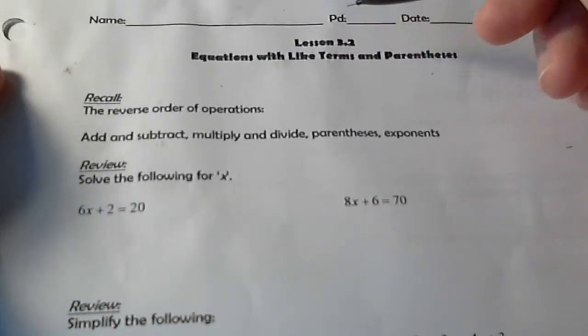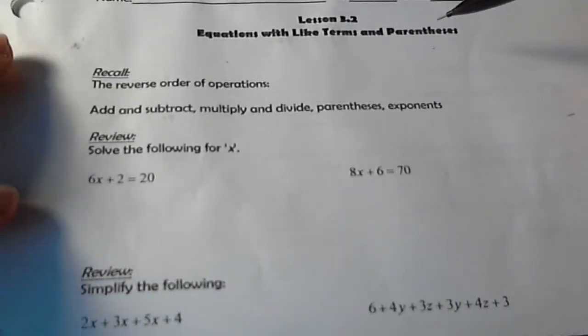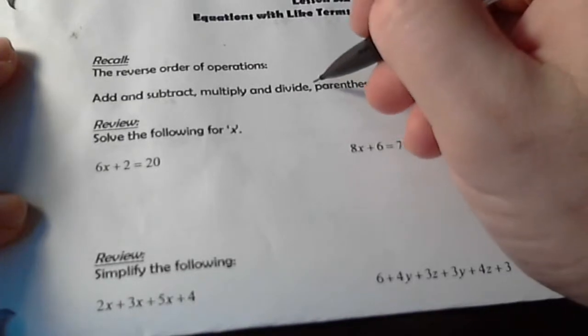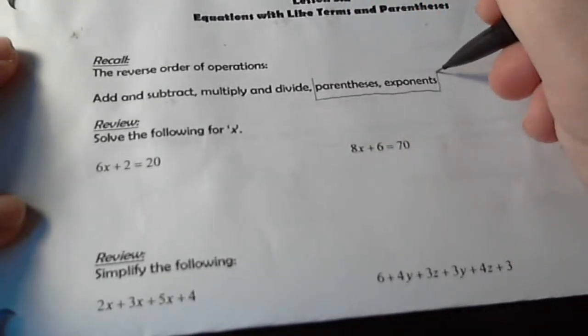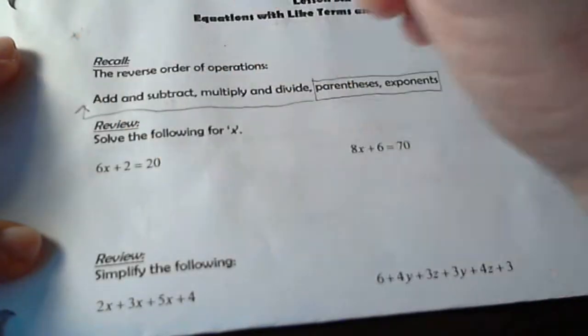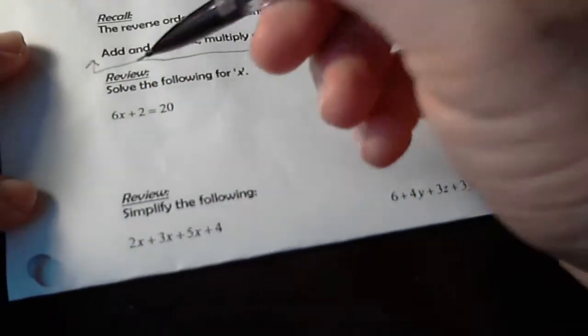Lesson 3.2, equations with like terms and parentheses. To start, let's review the reverse order of operations. Now remember what we did yesterday. Take this, box it in, and move it back up front. It's important that we remember to still do the parentheses and the exponents first, as we're going to find out in this lesson. Okay, quick review.